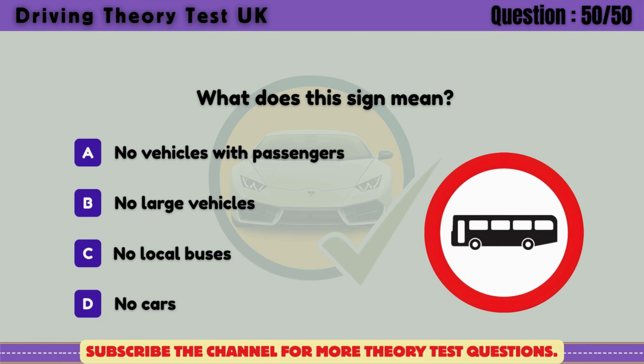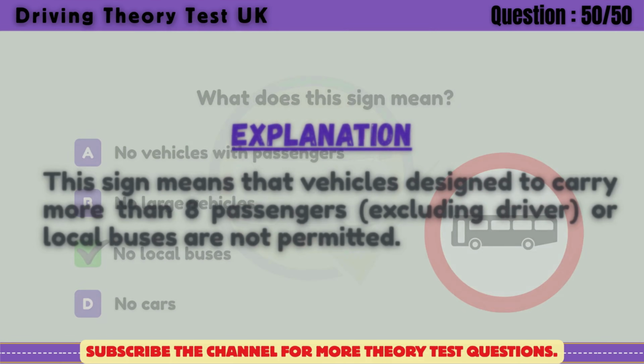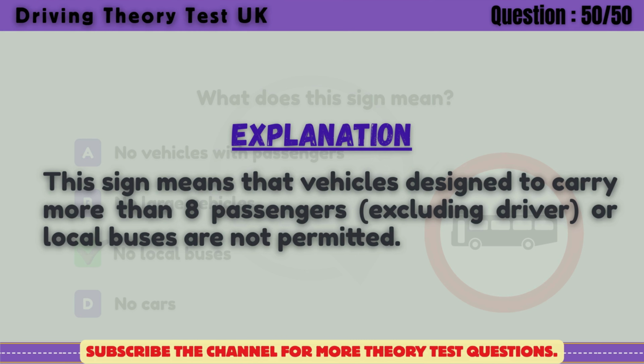Question 50. What does this sign mean? Option A. No vehicles with passengers. B. No large vehicles. C. No local buses. D. No cars. Answer is C. No local buses. This sign means that vehicles designed to carry more than 8 passengers, excluding driver, or local buses are not permitted.